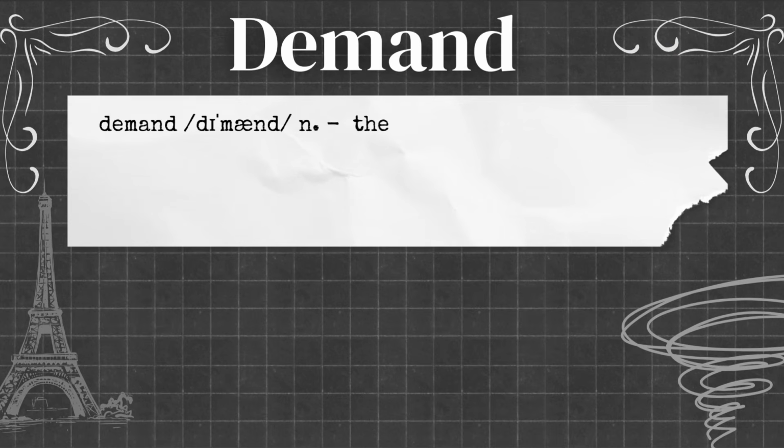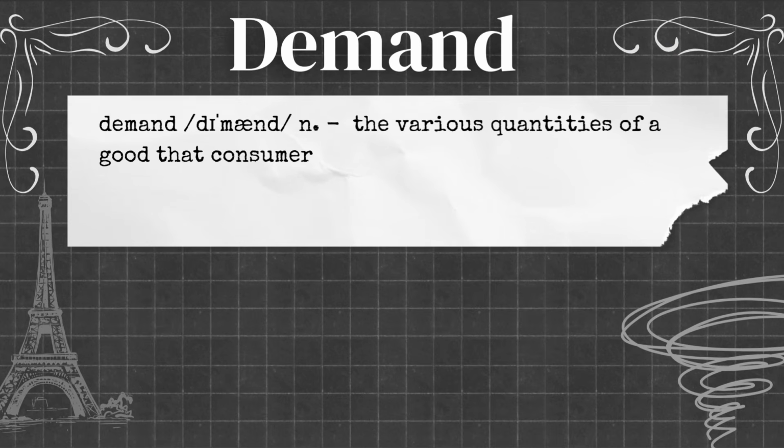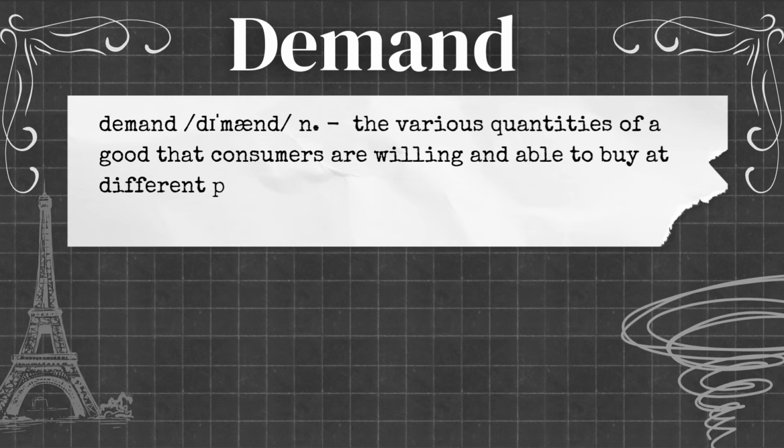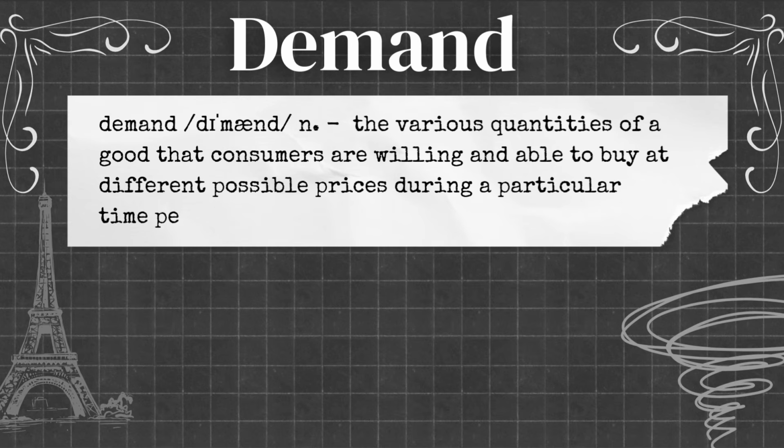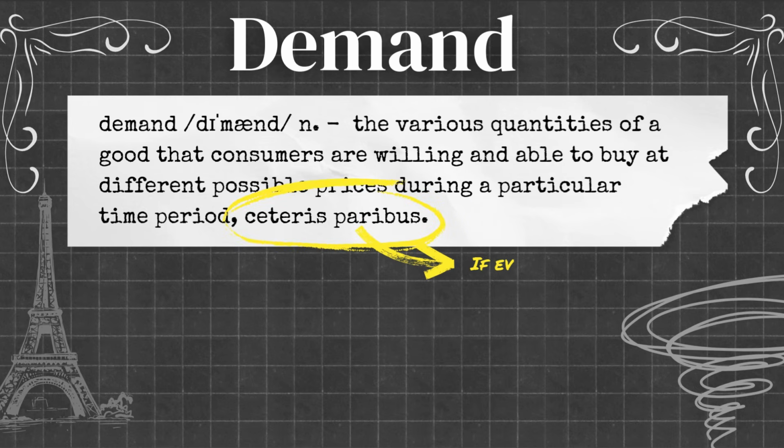Demand represents the various quantities of a good that consumers are willing and able to buy at different possible prices during a particular time period, assuming all other factors remain constant, or, as economists say, ceteris paribus. Remember, the concept of ceteris paribus means if everything else stays the same.